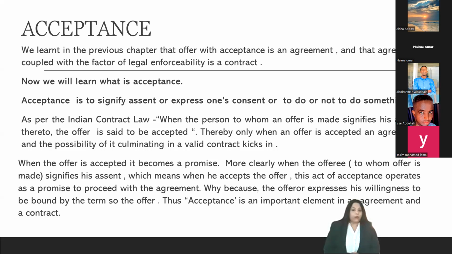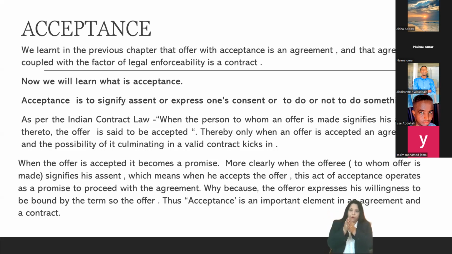Only when an offer is accepted does an agreement, and the possibility of it culminating in a valid contract, kick in. That's when the thought of agreement and the possibility of it ending in a contract comes in. When the offer is accepted, it becomes a promise. Listen carefully, there are phases here we are talking about. Why does it become a promise? Because the other party says, yes, I'm willing to do what you are saying.